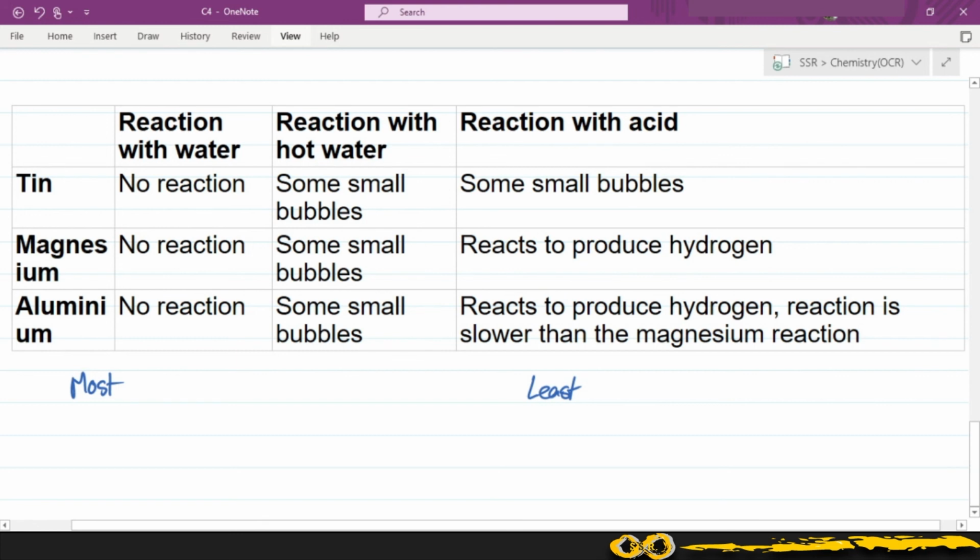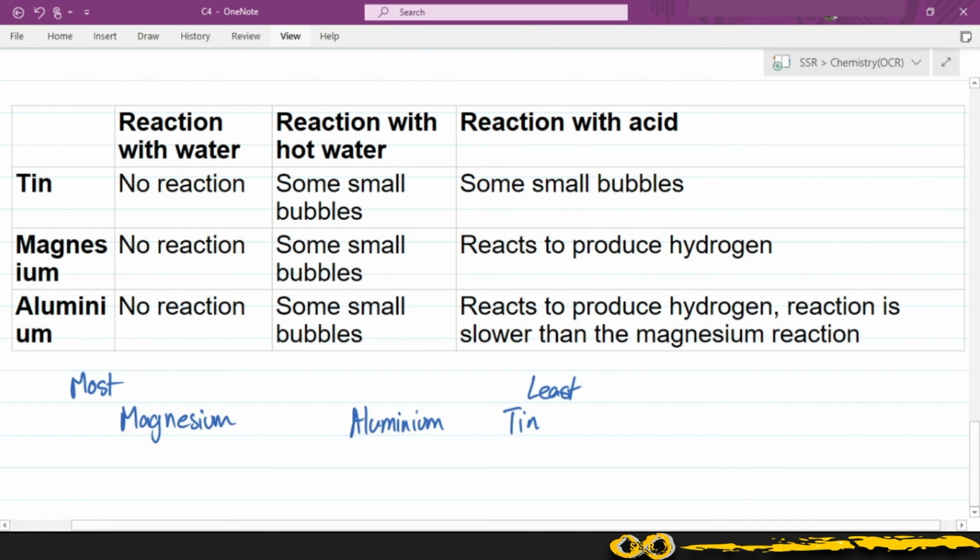If we take a look, it indicates that tin gives us some small bubbles, that magnesium reacts to produce hydrogen. This means that they have produced enough gas to test that gas. We know that tin would also produce hydrogen, but they're indicating that they weren't able to test it. And here we know that the aluminium reaction is similar. So this tells us that tin is the least reactive, aluminium is in the middle of these three, and the most reactive here is going to be magnesium. We're using the data that were provided in order to determine the reactivity of those metals.